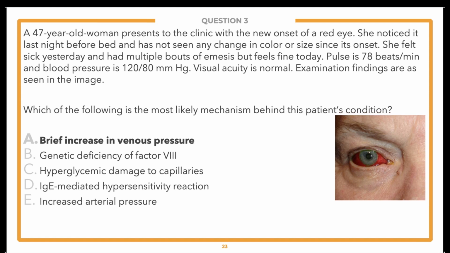So again, putting it all together here. Subconjunctival hemorrhage is a clinical diagnosis with exam findings of a discrete, well-defined collection of blood in the bulbar conjunctiva and no changes in vision or pain. The most common cause of this is a brief spike in venous pressure, which causes damage to conjunctival capillaries.